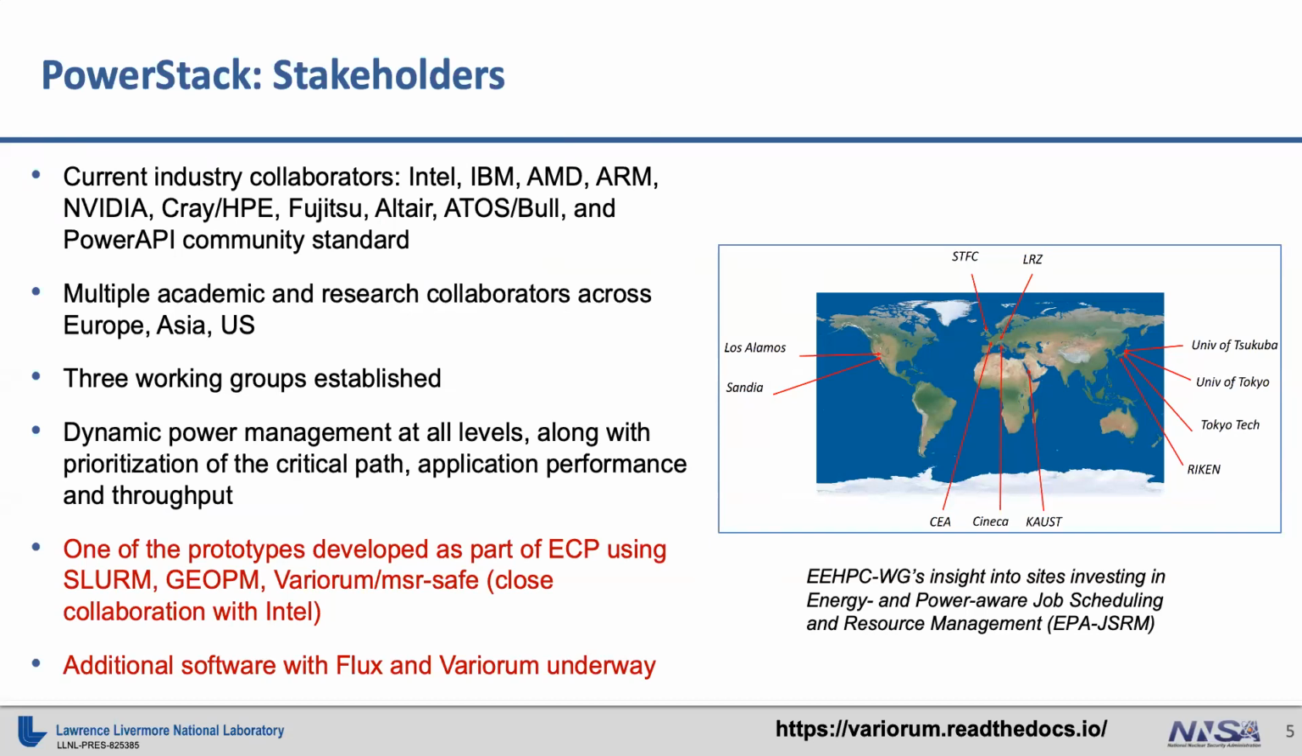optimizations. So one of the PowerStack prototypes has been developed as part of ECP Argo, which uses Slurm, GEOPM, and Variorum. This is developed in close collaboration with Intel. And we will talk a little bit about this in this lecture series as well. There is some additional prototyping that is going on with Flux, which is an in-house resource manager developed at Livermore, and Variorum that is underway.